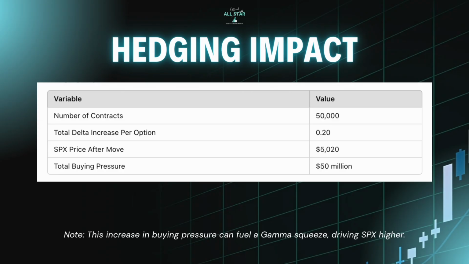This then creates a feedback rotation or loop. As SPX rises, big investors must keep buying more to stay delta neutral, driving SPX's prices higher. And this is what I mentioned before, which is called a gamma squeeze.